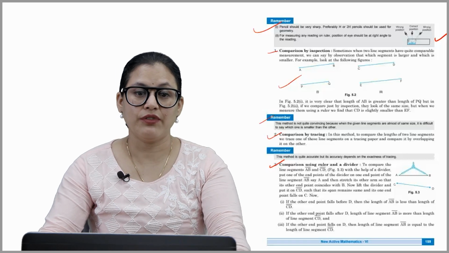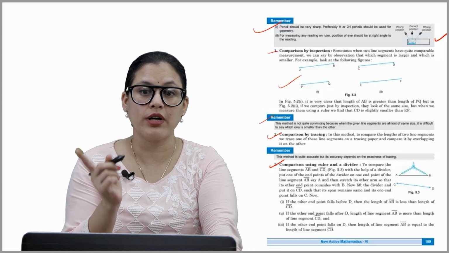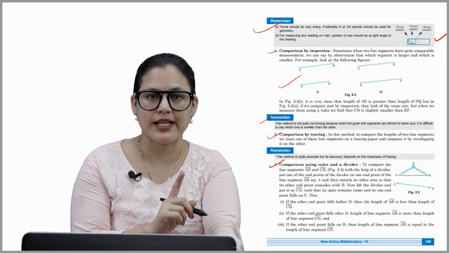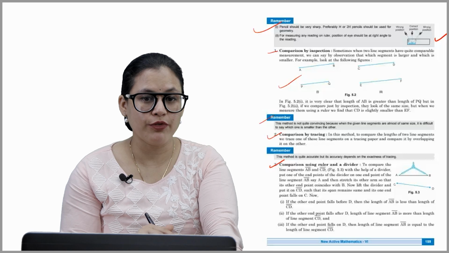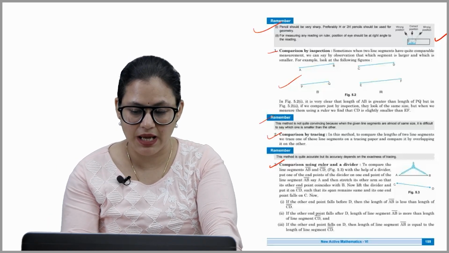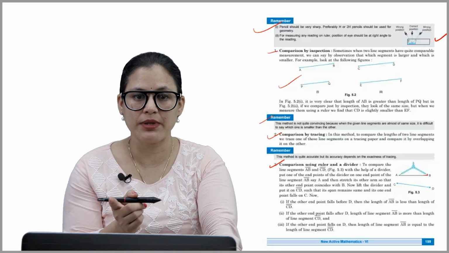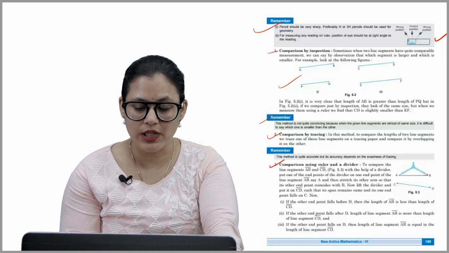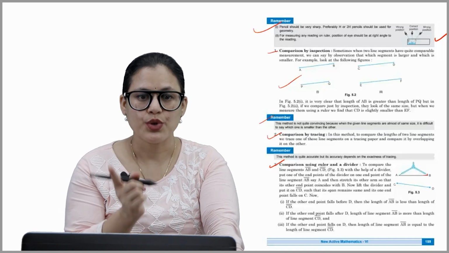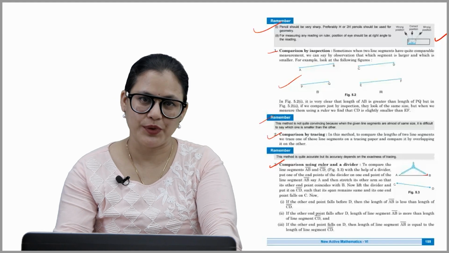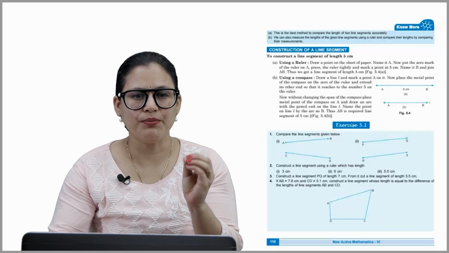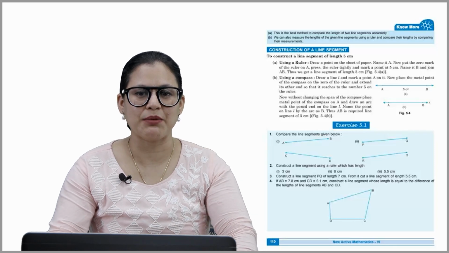Now, number one, if the other endpoint falls before D, then the length of AB is less than length of line segment CD. Number two, if the other endpoint falls after D, means after this point D, length of the line segment AB is more than the length of line segment CD. And if the other endpoint falls exactly on D, the length of line segment AB is equal to the length of line segment CD, right? This is the best method to compare the length of two line segments accurately.